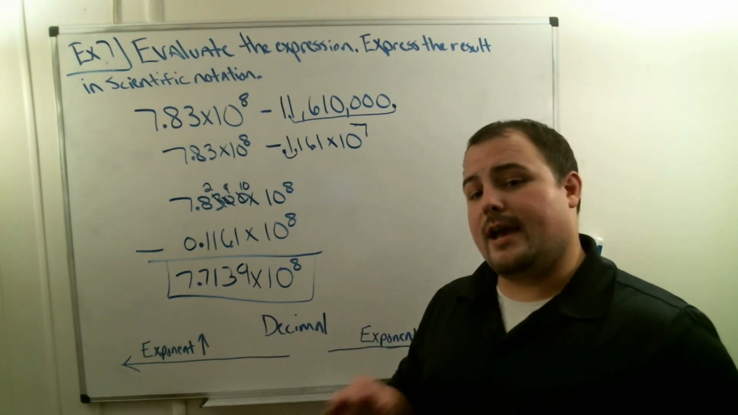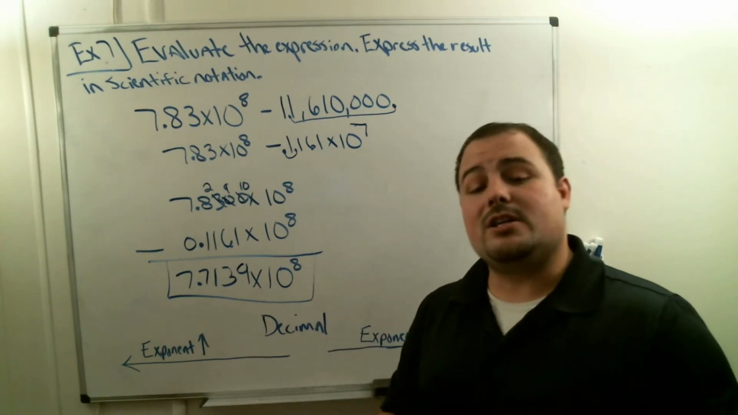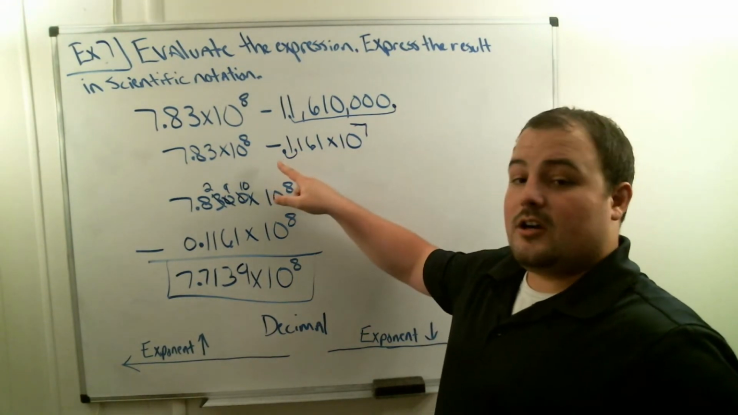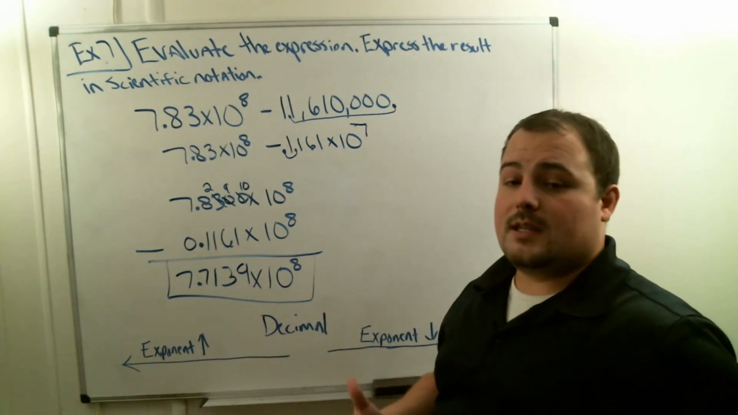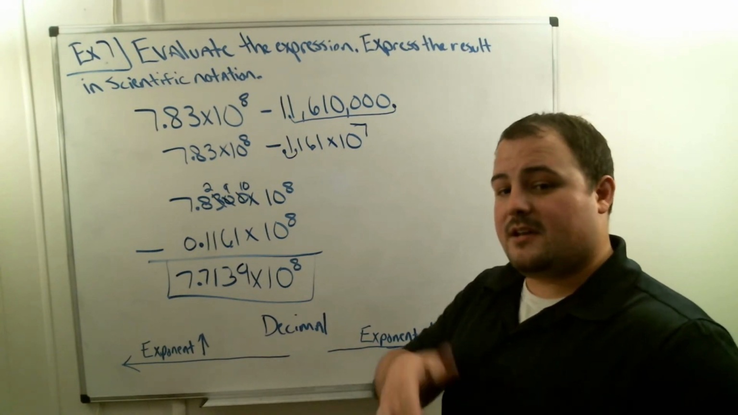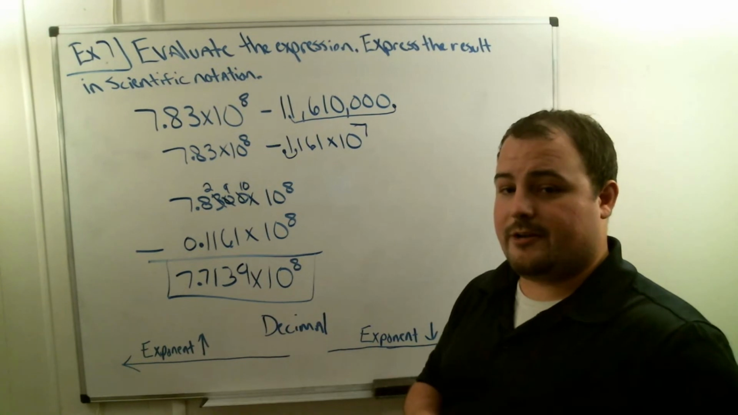So in order to add or subtract numbers, again, make sure the exponents are the same. So you move the decimal in order to make the exponents the same based on how many times you need to move it. That'll make them the same, and then you can add and subtract like regular numbers.